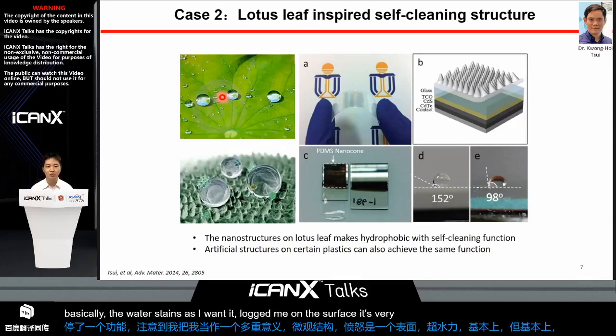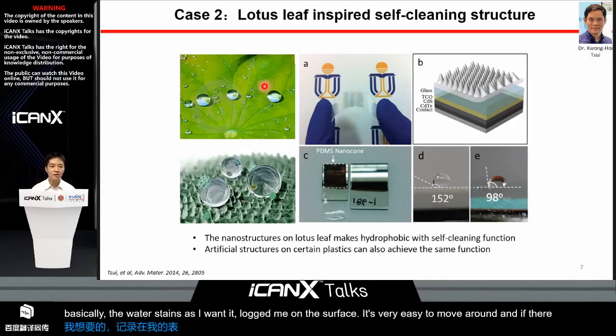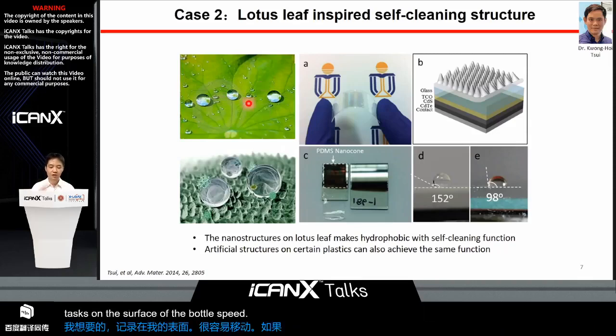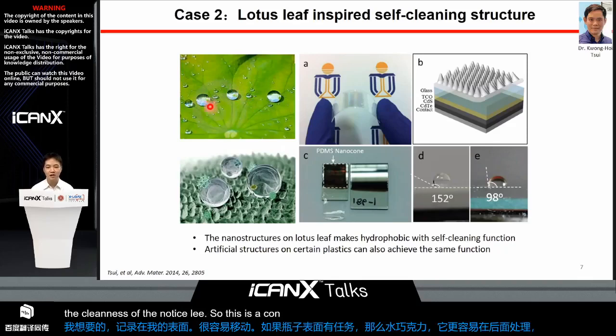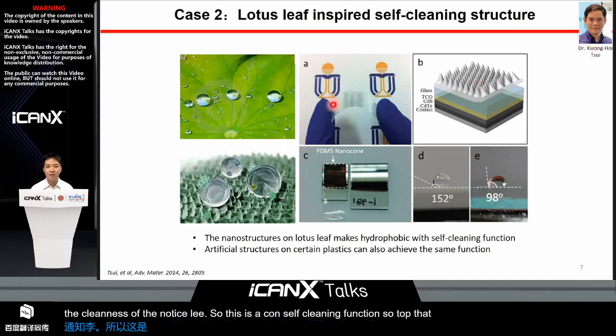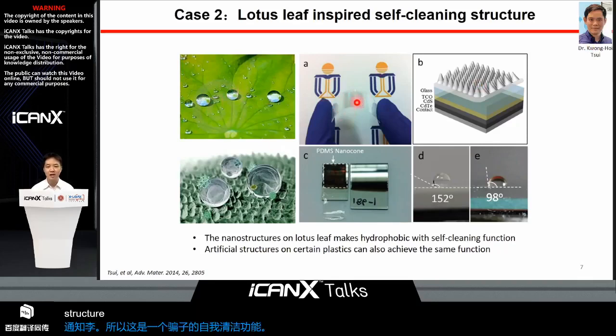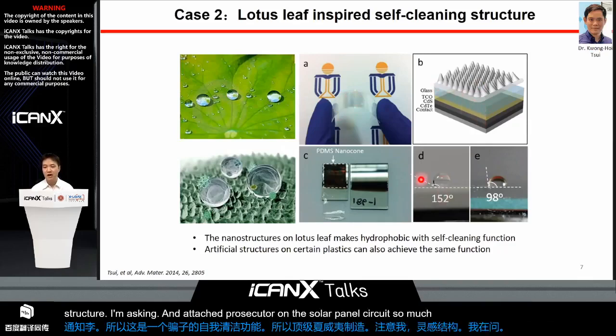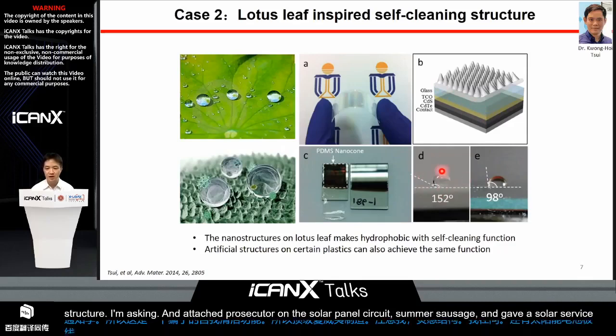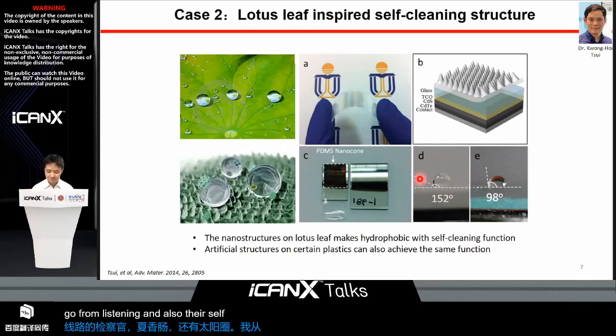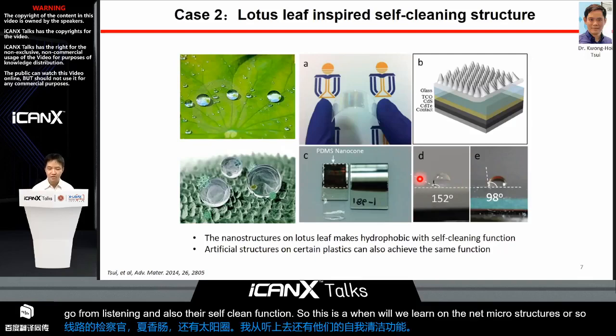It's very easy to move around, and if there is dust on the surface of the lotus leaf, the water droplet will just move around, carry away the dust, and maintain the cleanliness of the lotus leaf. So this is called a self-cleaning function. So Dr. Choi fabricated this lotus-leaf-inspired structure on plastic film and attached the film on the solar panel surface, and gave the solar cell surface hydrophobicity and also the self-cleaning function. So this is one example we learned from a microstructure for solar energy harvesting.